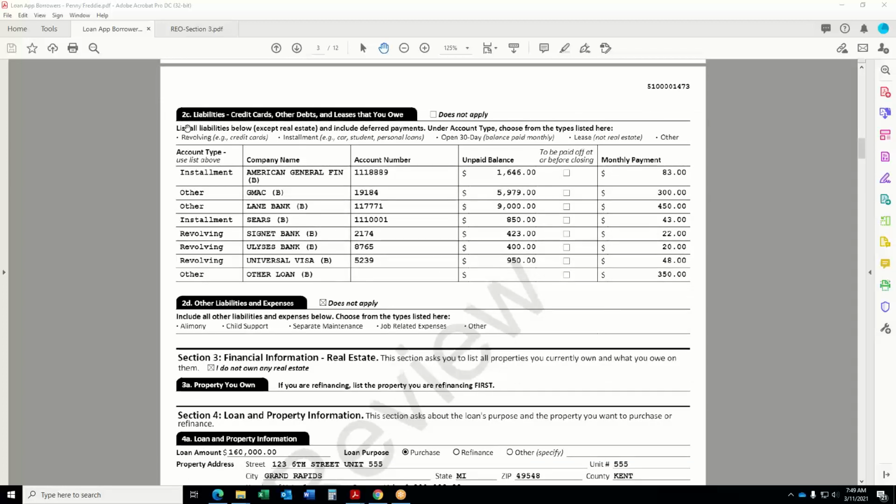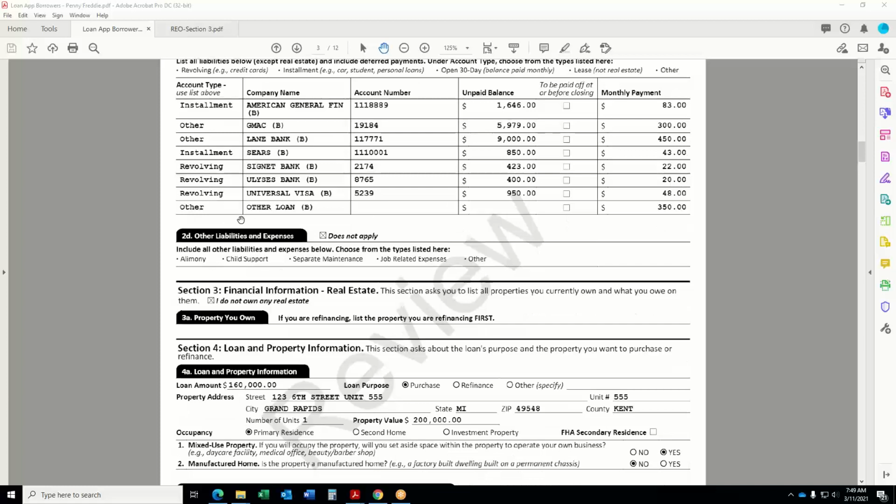As we move into section 2C, this is going to collect all the liability information. This is what's imported from the credit report. So it's going to pull over the type, the company name, the creditor name, account number, unpaid balance, and monthly payment. If your transaction is paying off one of these liabilities, there will be an X indicator in the square field.